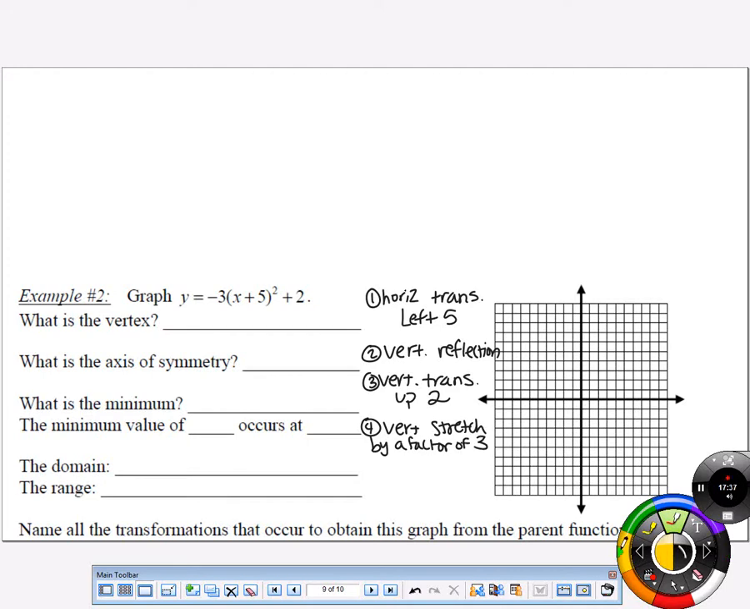Okay, so on your graph, plot your parent function first, okay? Yes? For the vertical stretch by factor of 3, just from the negative. Yes.